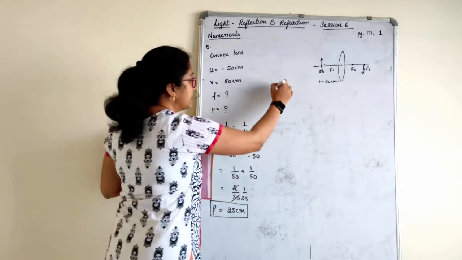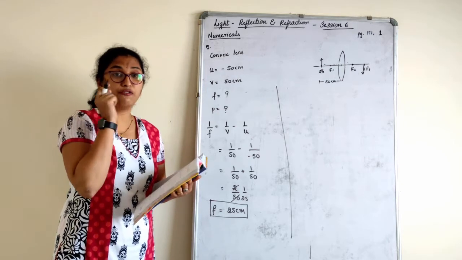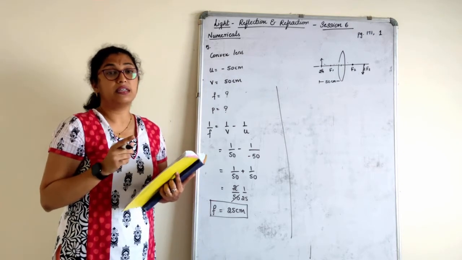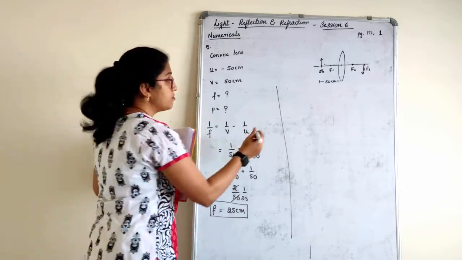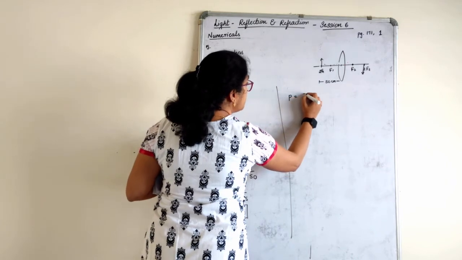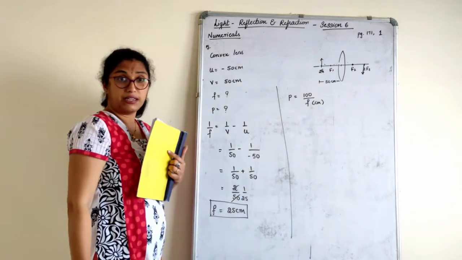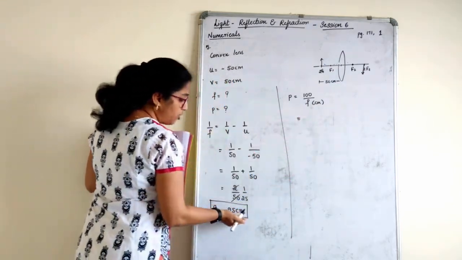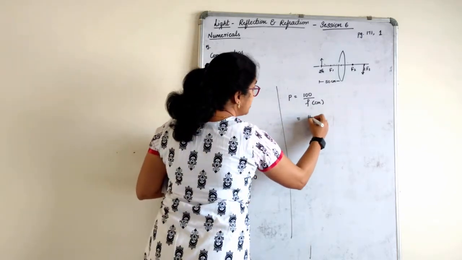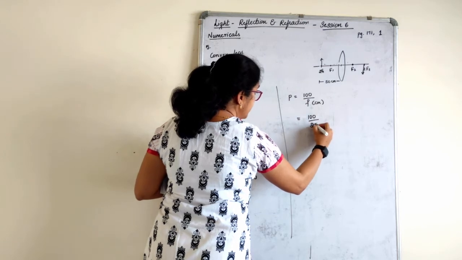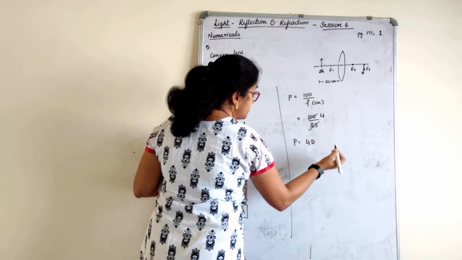What are we supposed to find? Power. Always remember, power is measured in diopter. For that, focal length should always be in meters, because the diopter we get is in terms of meters only. So if it is in centimeter, how do we find it? 100 upon focal length in centimeter. This is the formula, right? Use it, or convert 25 centimeter into meter and do it. Both are the same, children. So this is 100 upon 25, which is 4. Power is equal to 4 diopter.